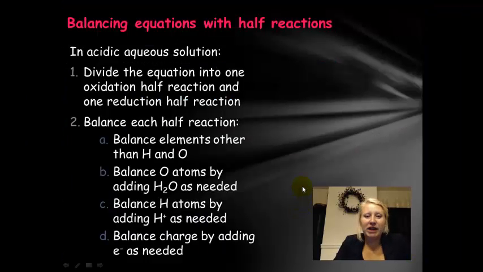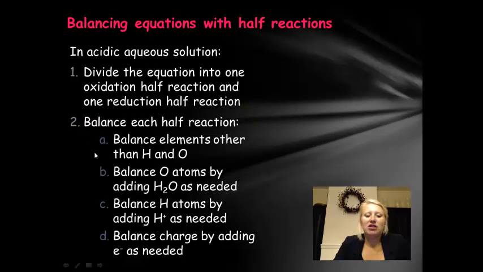So in order to balance redox equations, there's some special steps that you have to follow. Usually balancing redox equations happens in acidic solution. So the first step that you're going to do is to divide the equation into 1 oxidation half reaction and 1 reduction half reaction. So you need to be able to figure out what's being oxidized, what's being reduced.